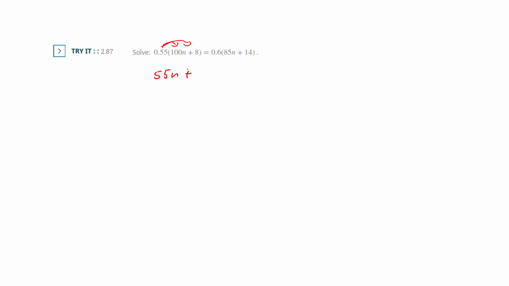Sending him through, 55n plus 4.4. Yeah, I'm sorry, my handwriting is just so bad. Now I'm sending the 0.6 through, and I had no idea what that made. It makes 51n. Okay, send that there. I get 8.4. Okay, now I've sent it through.